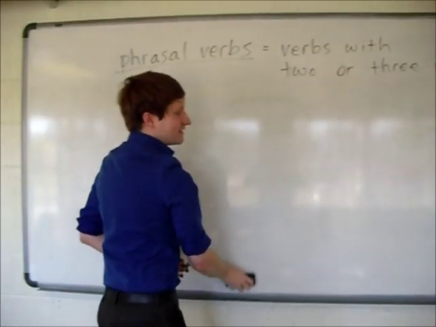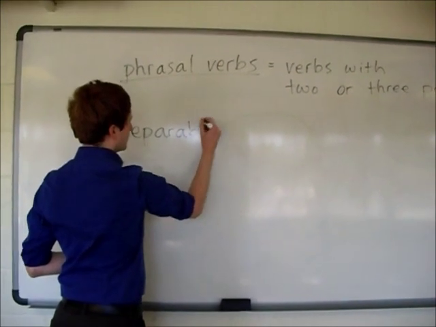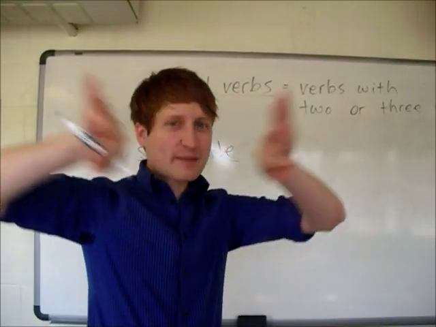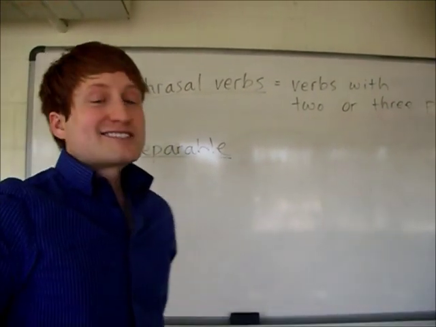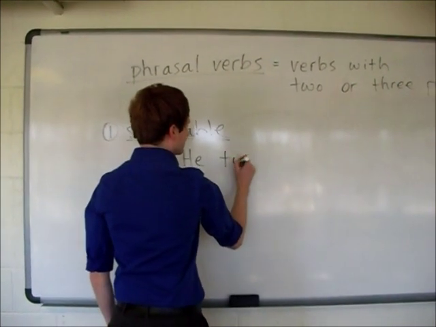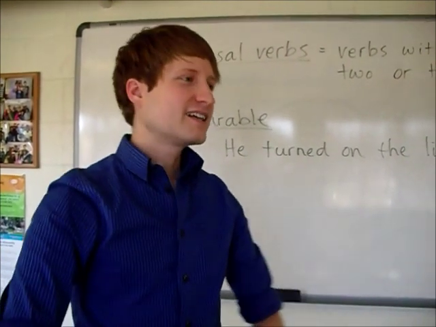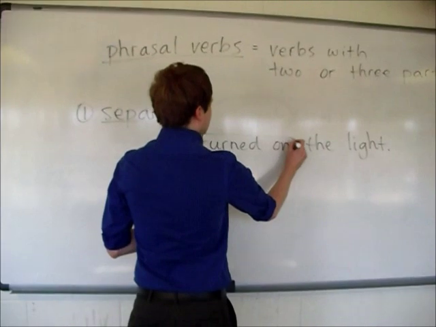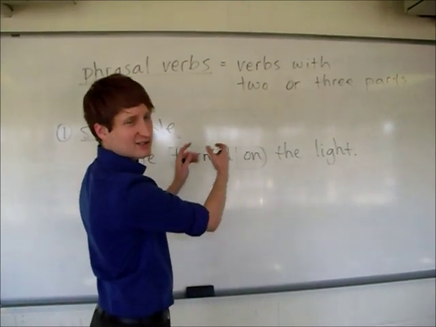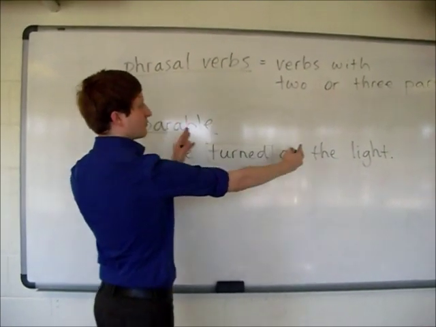Give up. And there are two kinds of phrasal verbs. The first kind is separable. With separable phrasal verbs, you can put the parts together or you can separate the parts. I'll give you an example. Turn on, right? If you want some light, you can turn on the light. He turned on the light. He turned on the TV. He turned on the radio. Turned on is the phrasal verb, and it has two parts. Two words, but one idea, one verb. And you can put these words together, or you can separate them. Turn on is separable.